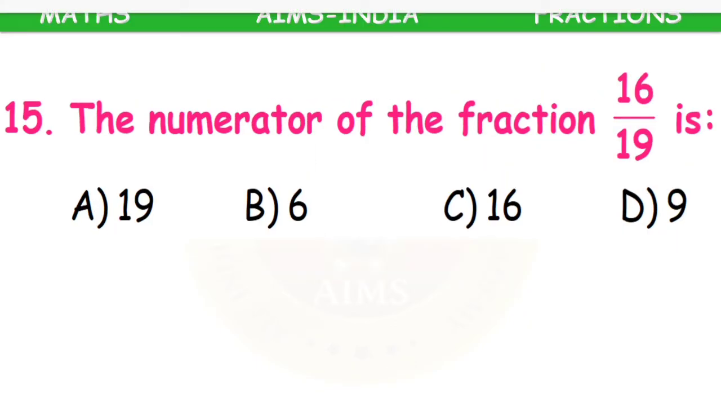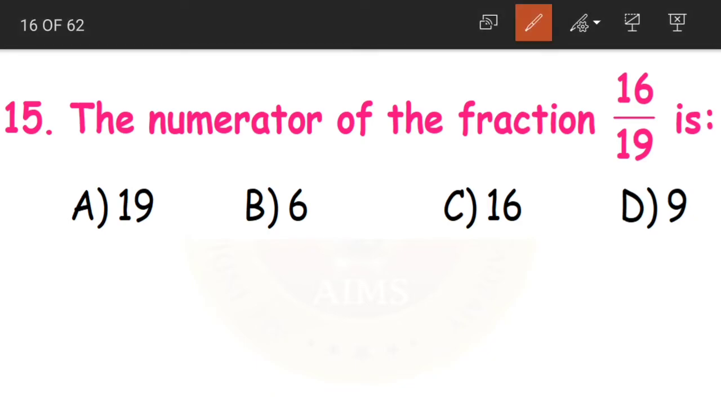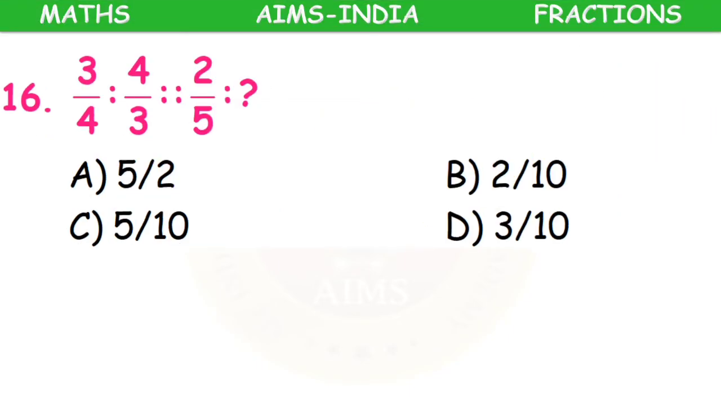Moving on, the numerator of the fraction 16 by 19 is. Now what is the numerator? The number written on top, that is 16. So 16 becomes our numerator.